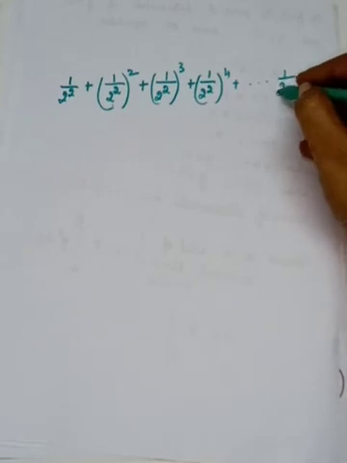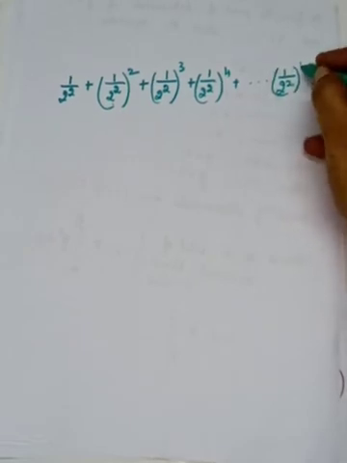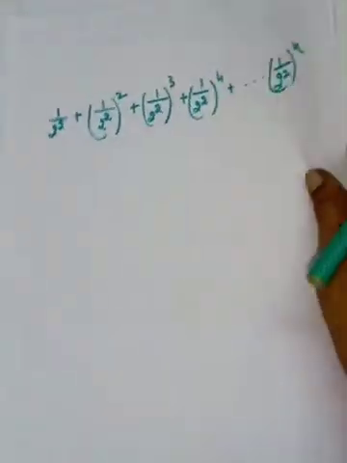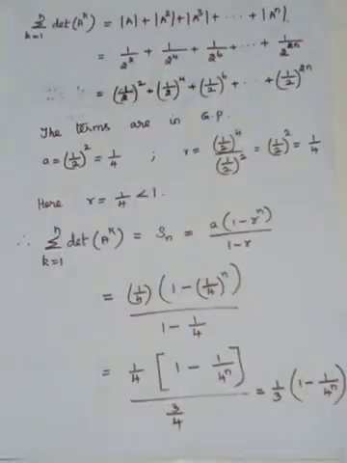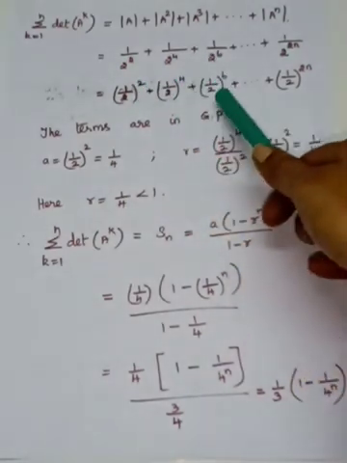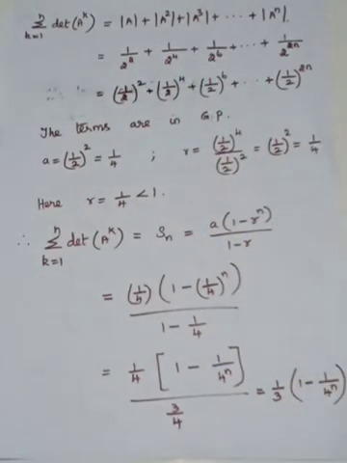Finally, 1 by 2 squared the whole power n. So I didn't write that in this way. I have written it as 1 by 2 squared, 1 by 2 the whole power 4, 1 by 2 the whole power 6. You see that the terms are in GP, geometric progression.